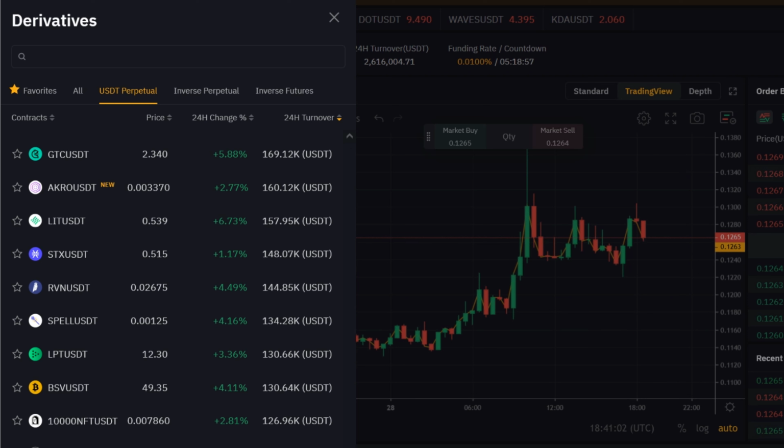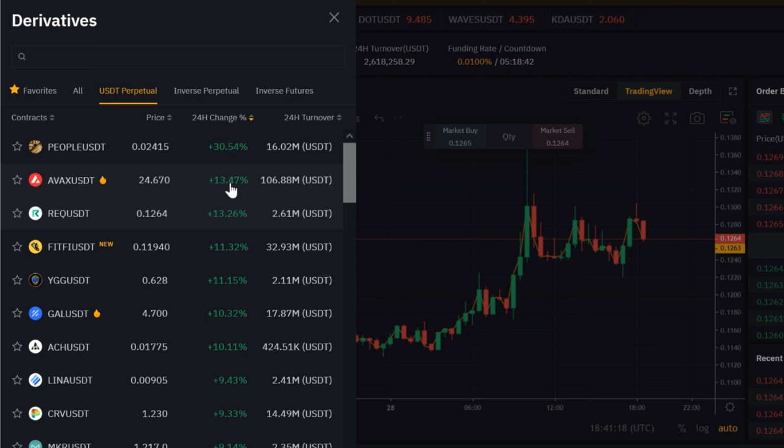So let's just say we want to short something that has a good amount of volume and has run up in the last 24 hours. Request, AVAX is doing it for us right there. So we have Request, and then FitFi. FitFi is a really good one. That one's got 30 million. ACH, those coins are reckless, guys. I wouldn't even mess with those.